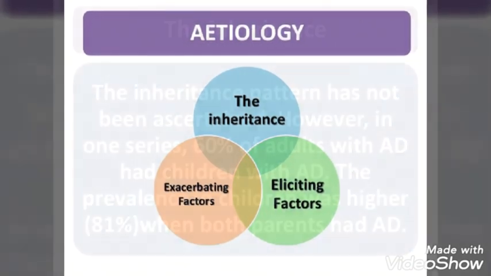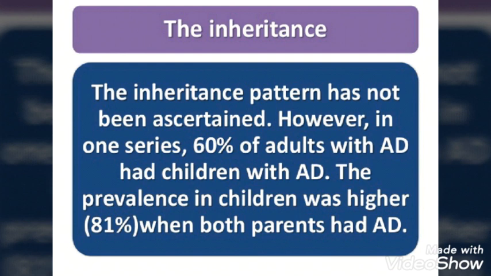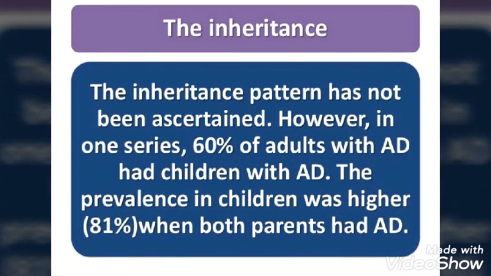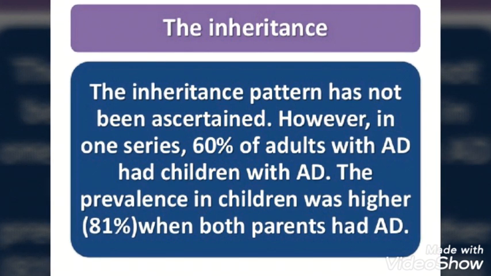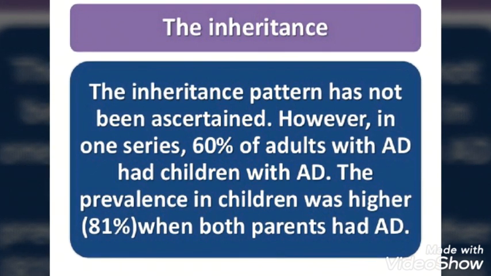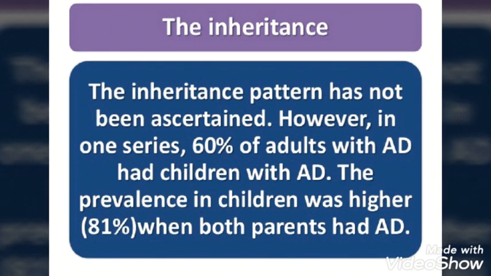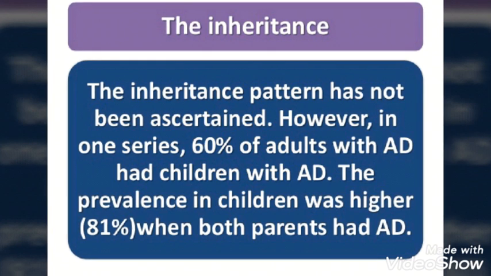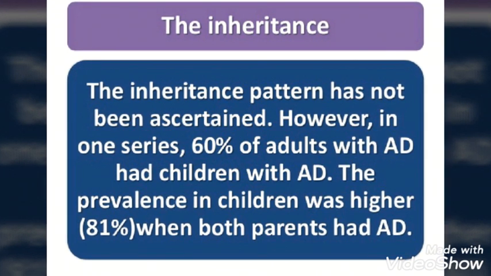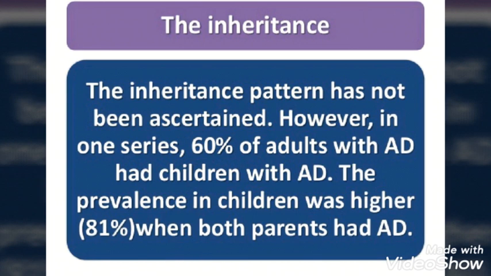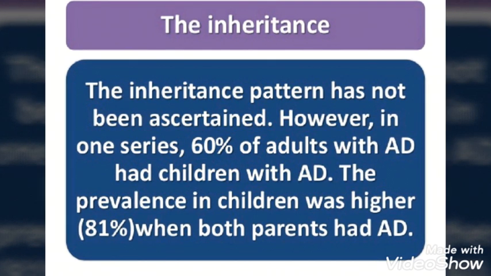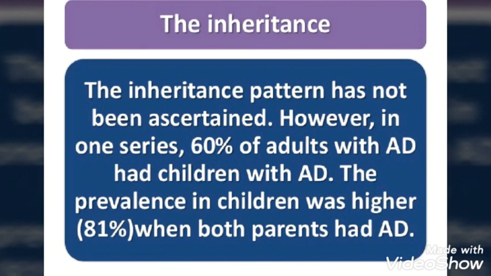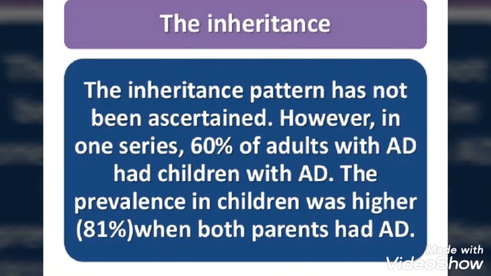So in this, the first one is the inheritance. The inheritance means what you get from your parents. That can be genetic. The inheritance pattern has not been ascertained. However, in one series, 60% of adults with atopic dermatitis had children with atopic dermatitis. The prevalence in children was higher, 81%, when both parents had atopic dermatitis. When both your parents have atopic dermatitis, the chances increase. The children can have an 81% chance of having atopic dermatitis.